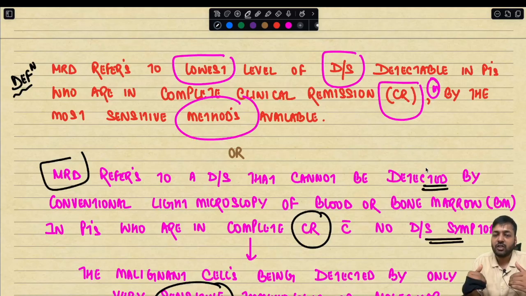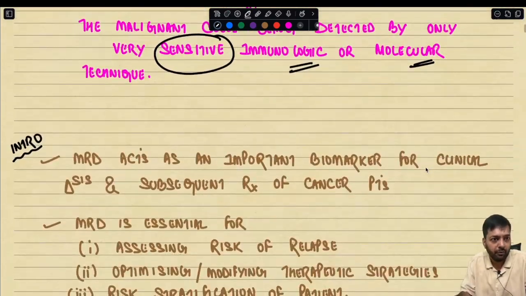So in that situation, if I take that patient's bone marrow or blood and check, via the most sensitive technique, whether I can see any residual leukemic cells or tumor cells or not, that is what MRD is: minimal or molecular residual disease. Okay, I hope this is crystal clear to each and every one.